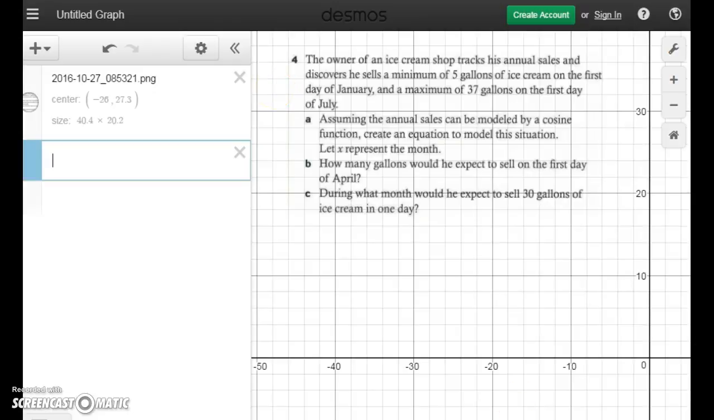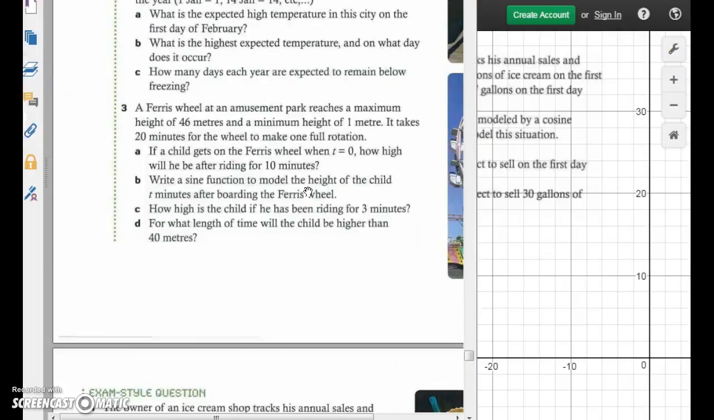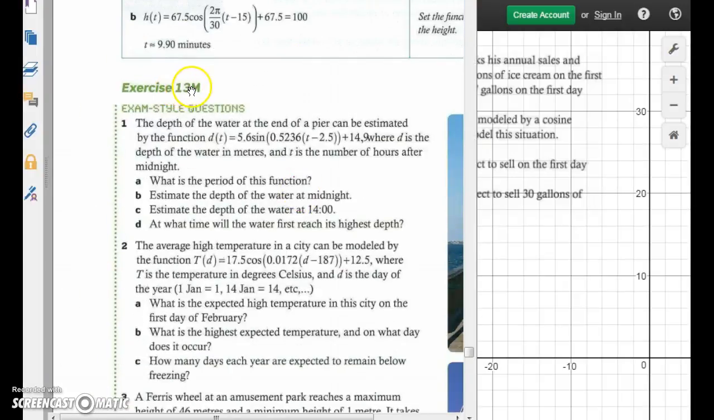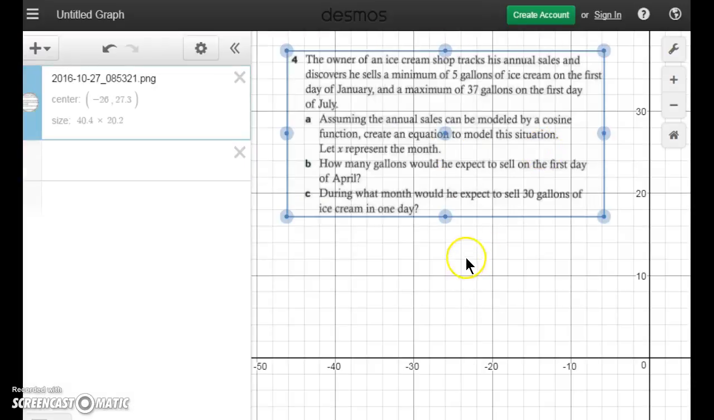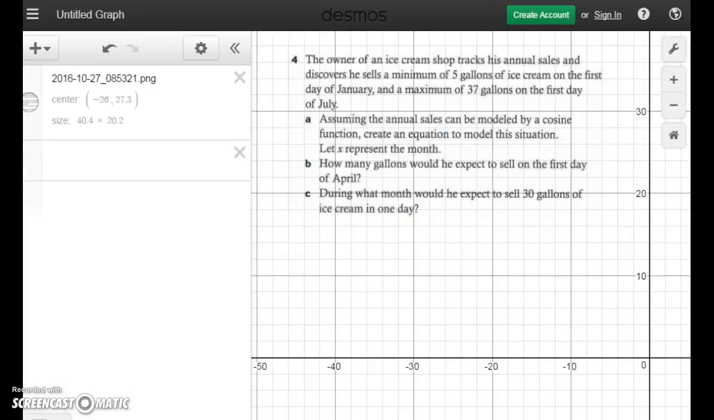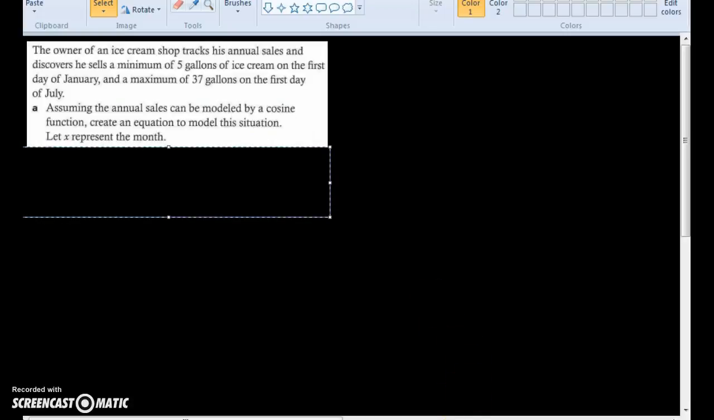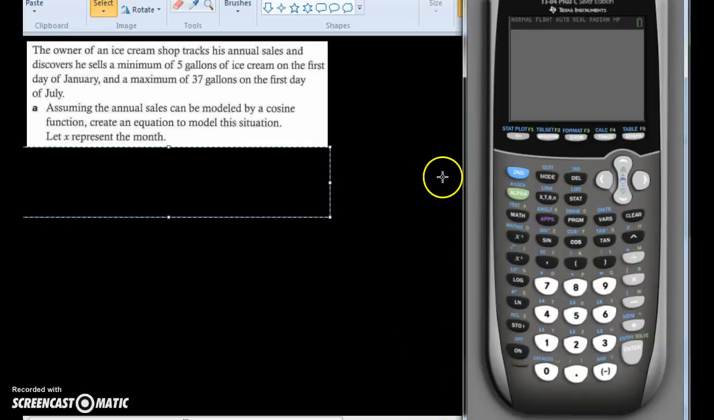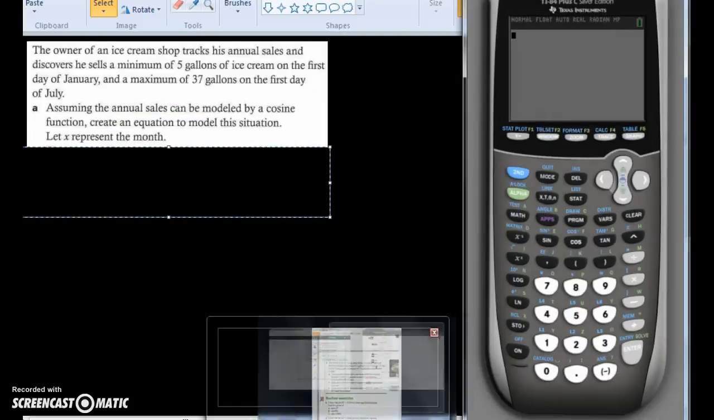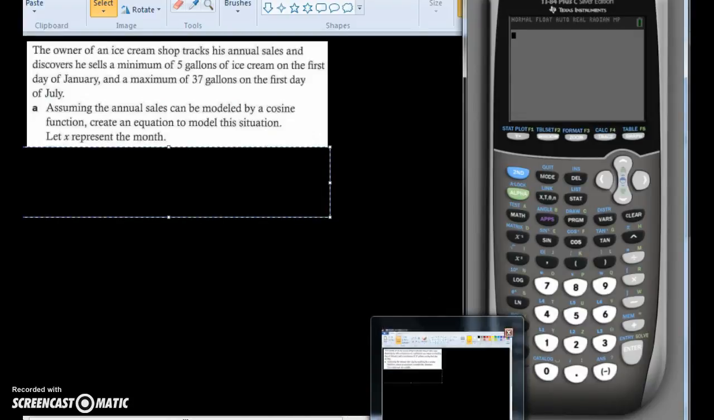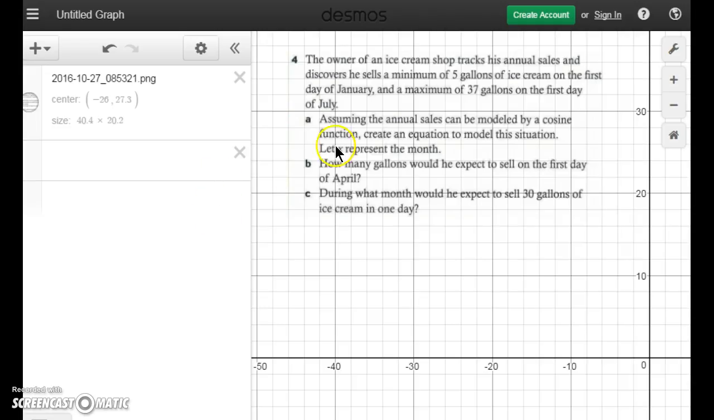In this video, I'm gonna show you guys how to solve exercise 13M, question number 4. I'm gonna jump around between Desmos, Microsoft Paint, and my GDC. Just a heads up, I hope you won't get motion sickness. Anyways, let's get started. Please pause the video and take a look at what the question is asking us to do.